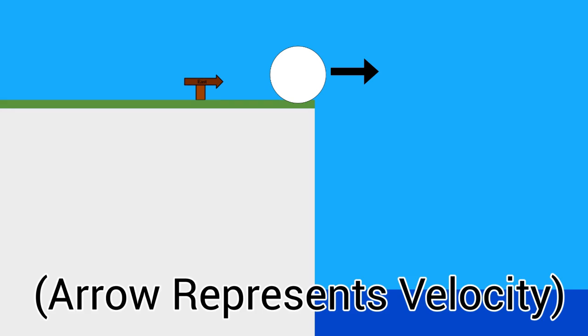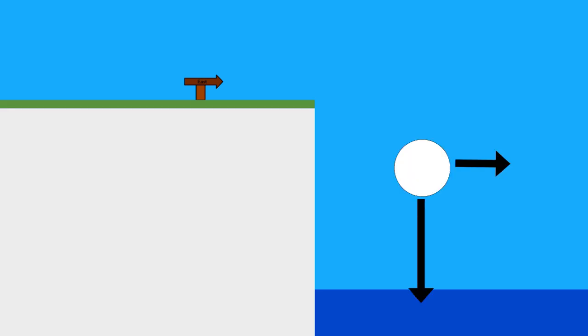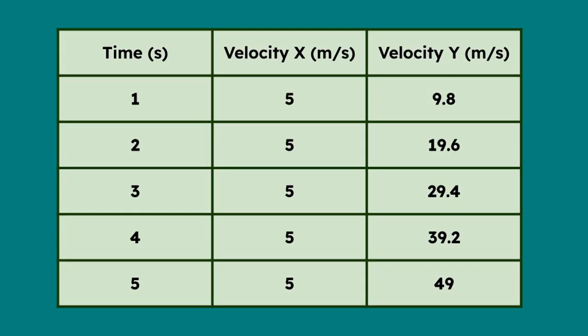If the ball has an initial velocity of 5 meters per second in the x-axis and 0 velocity in the y-axis, after 1 second the ball still has a velocity of 5 meters per second in the x-axis and 9.8 meters per second down in the y-axis. This trend continues, so at the bottom the velocity in the x-axis is still 5 meters per second, and the velocity in the y-axis is 9.8 meters per second squared multiplied by the time it takes for the ball to hit the water. I have a table here to show the velocity more precisely.